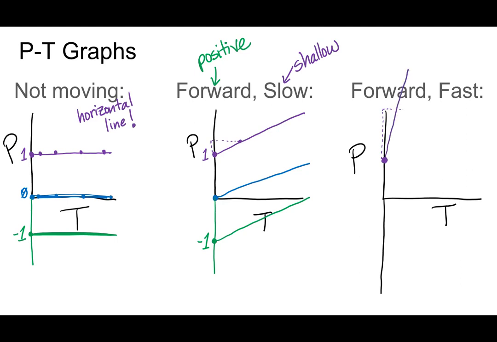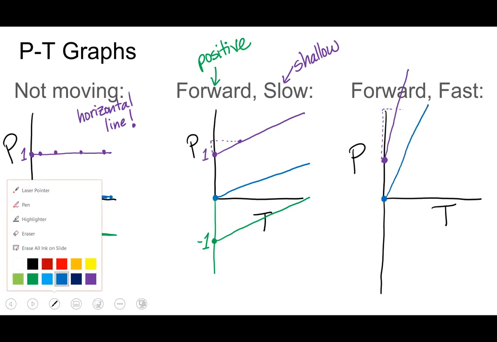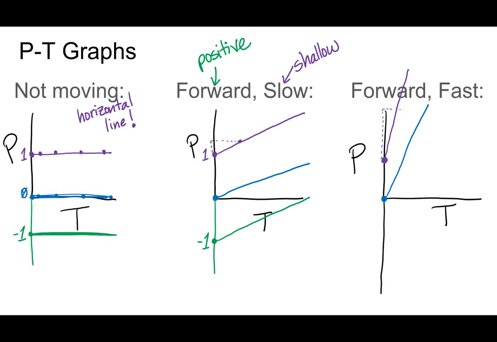we get a steep line. If I start at the tree, so I'm at the origin, I'm still going to cover a very large change in position in a certain amount of time. It's still going to be very steep. And still with green, if I start 1 meter behind the tree, moving forward still means towards it. It will be very steep.